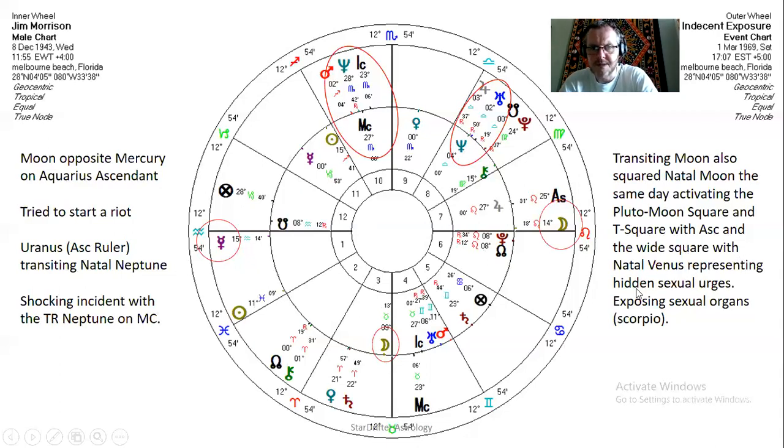With natal Venus representing hidden sexual urges. Yeah, with Venus in Scorpio. Scorpio energy here, Scorpio in the midheaven with Pluto ruling. Very, very deep sexual intense energy. Scorpio energy is water based. It belongs to the water element, so it's emotional, but it's intense emotions. It's very deep and it's very serious. So quite an event there on that particular day, especially with the transits backing up the event.